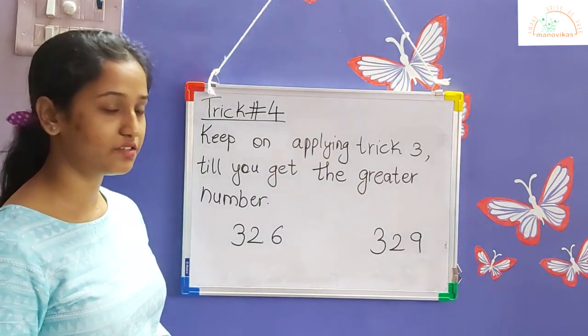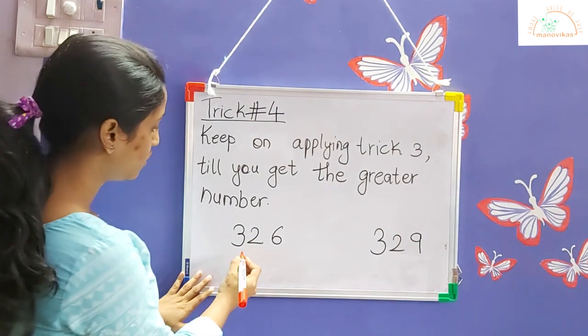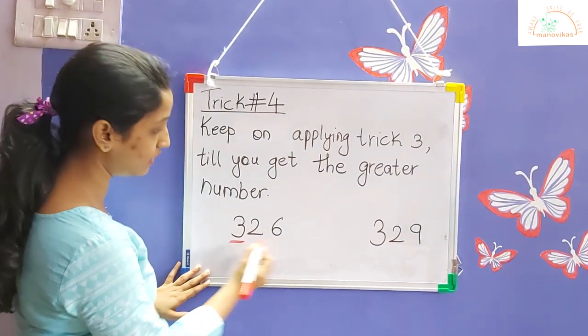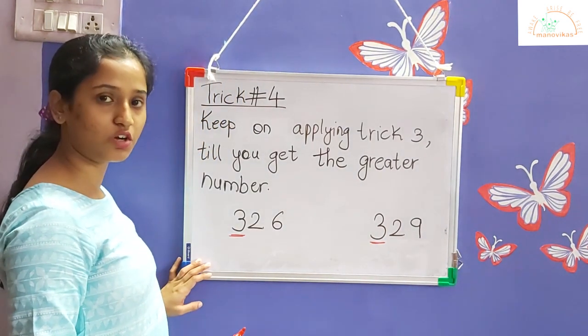Moving on to the second trick. The second trick says to compare the first digit of both the numbers. So here we have got 3. Here also we have got 3. So the second trick is also not working.